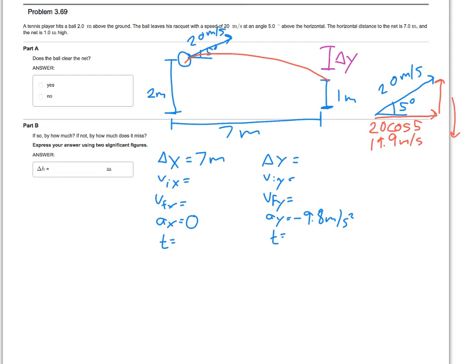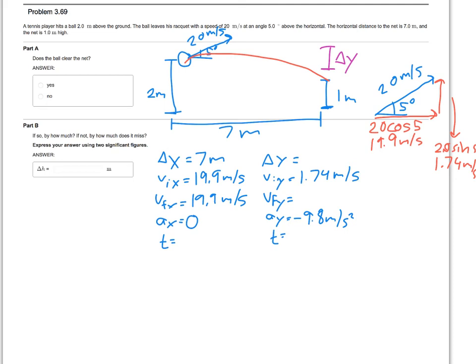That y component is going to be 20 times the sine of 5, which gives me a y component here of 1.74 meters per second. I can fill that in as the Vix. It's also the Vfx because there's no x acceleration. And in the y direction, I can fill that in as the Viy.